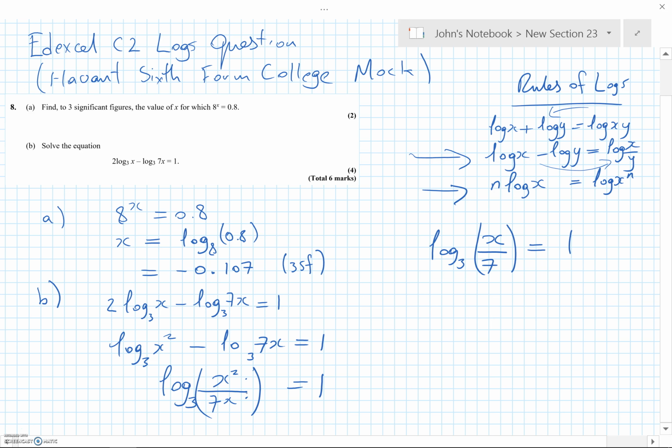Okay, so now I can say that I could undo this log by saying that x over 7 must be equal to 3 to the power 1 if you prefer. So that gives us x equals 21. That is it.